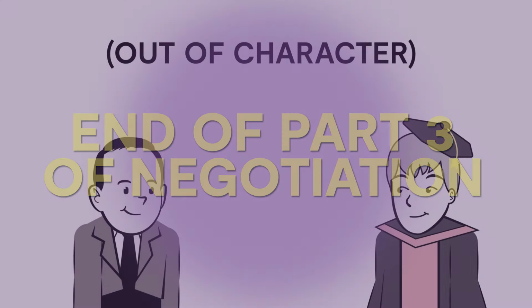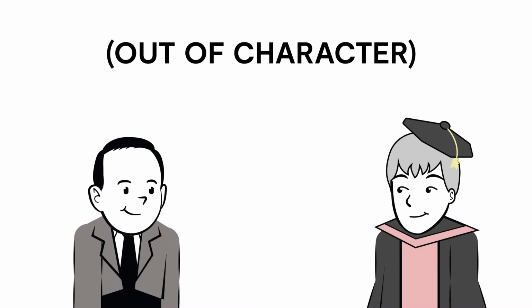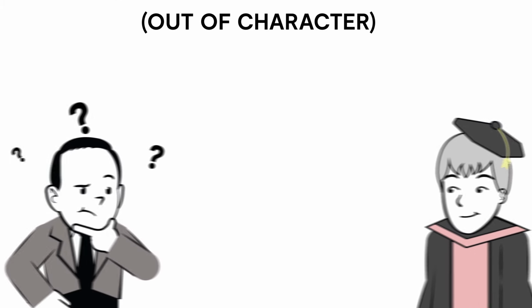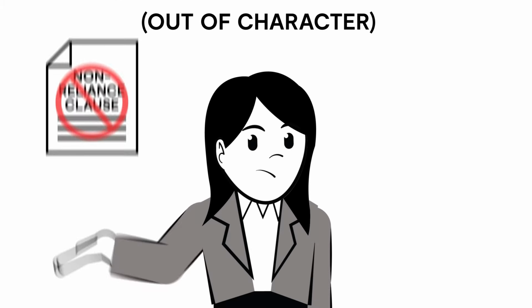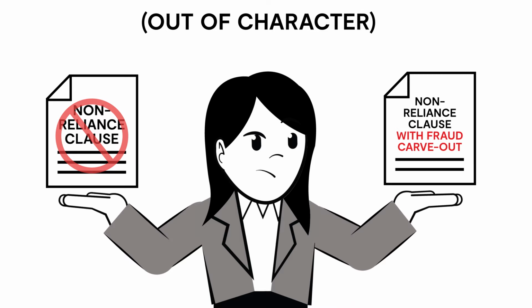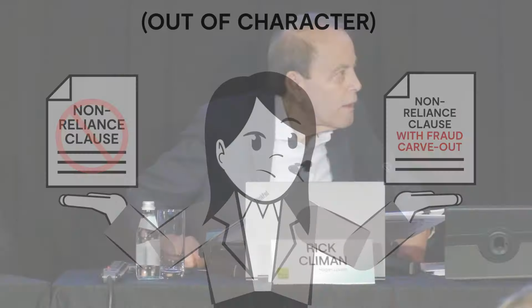Jane, the deal point studies don't give us reliable statistics on this point, but in your experience, does the buyer typically win this point, at least in the deals we do with large cap buyers against privately held tech companies? In other words, does the buyer get either no non-reliance clause or a non-reliance clause with a fraud exception that swallows up the non-reliance clause?